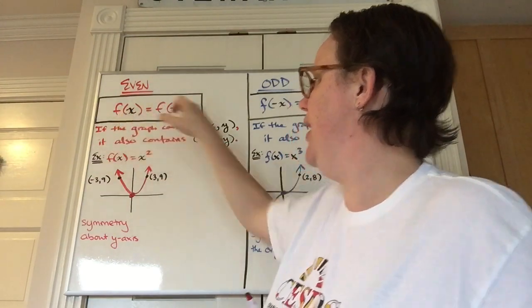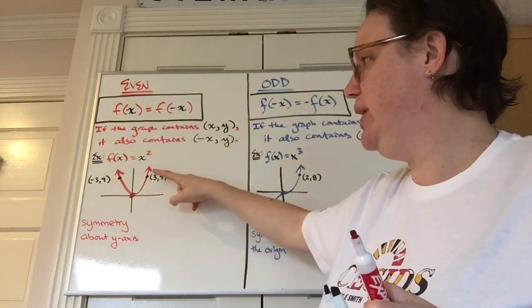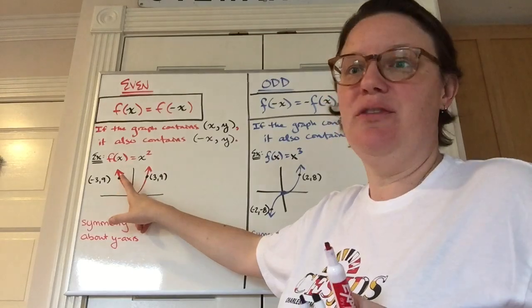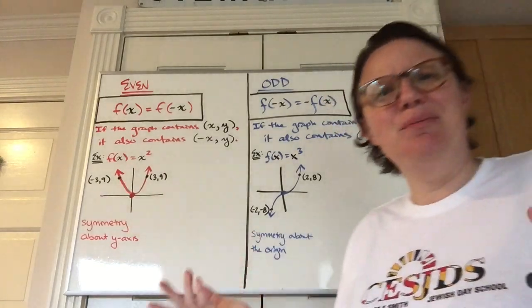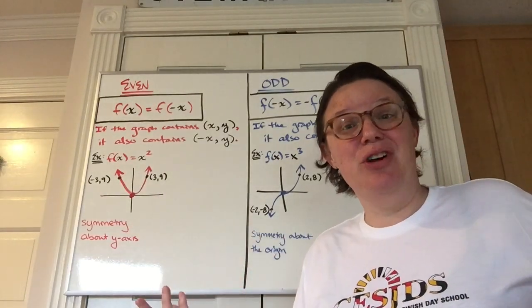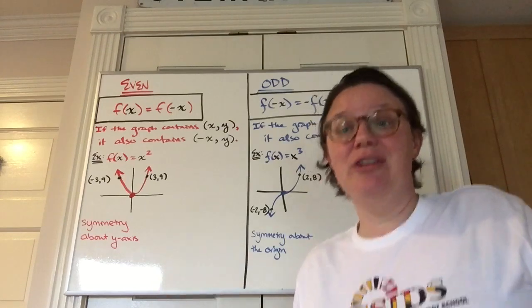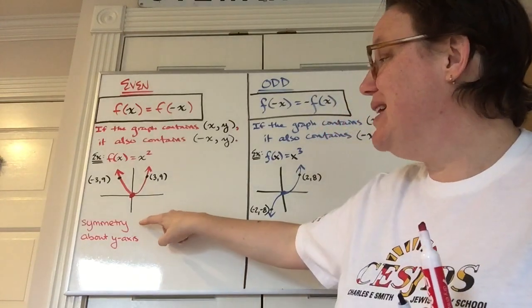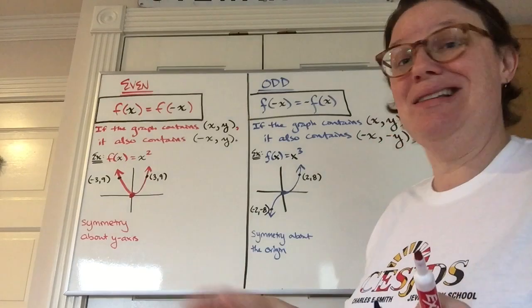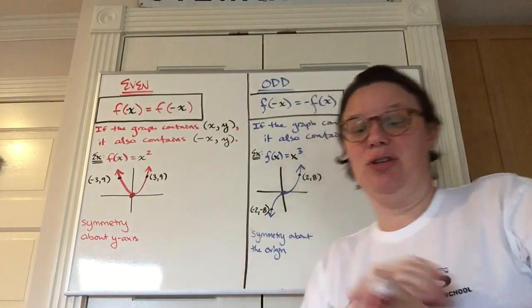It doesn't matter whether you put in a positive or negative. Like if I put in 3, I get out 9. If I put in negative 3, I get out 9. Another example of an even function would be like the absolute value function. It's doing the exact same thing with positives and with negatives, and that'll always make it symmetric about the y-axis. The left side of the graph and the right side of the graph will look the same.